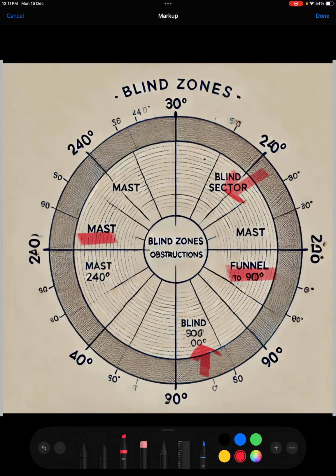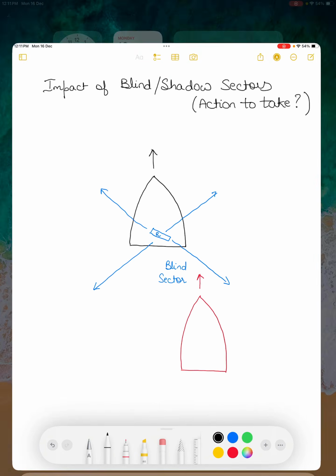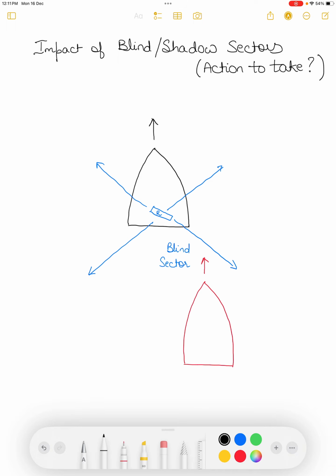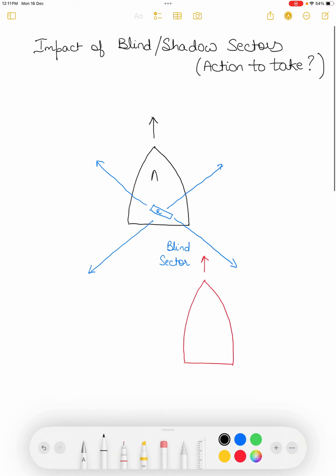Now if I go into a diagram here, I'll show you an example of what is happening. You can see here vessel A is operating a radar, but somewhere here is a blind sector because of which vessel A cannot pick up vessel B, which is the overtaking vessel in this case. Now vessel B is overtaking vessel A at a very close range. The CPA is not much.